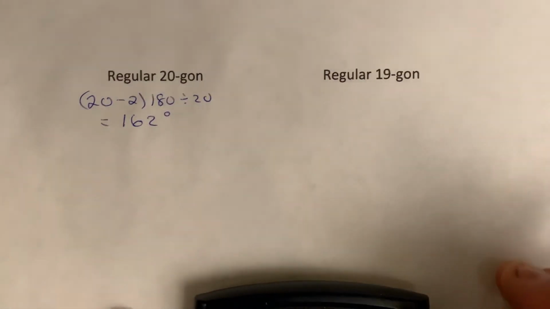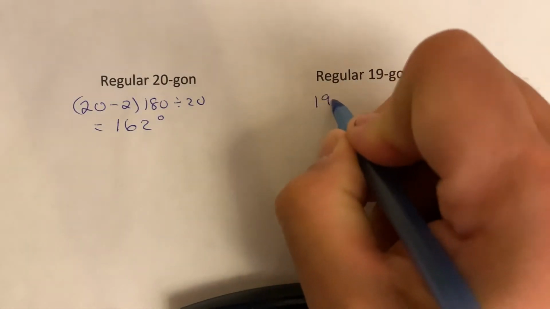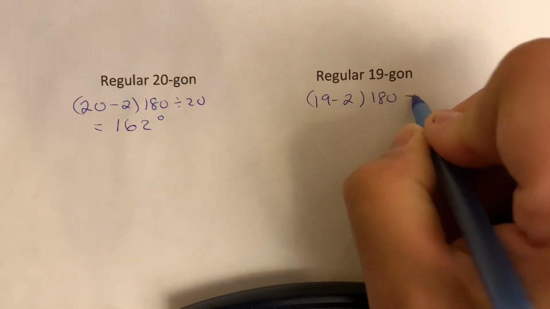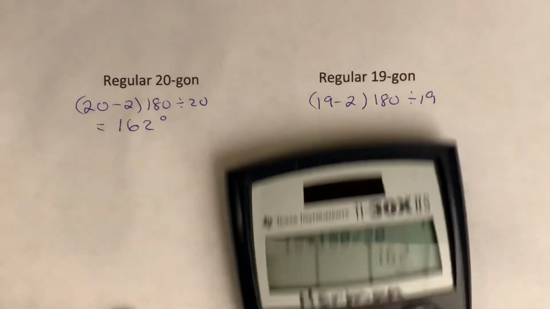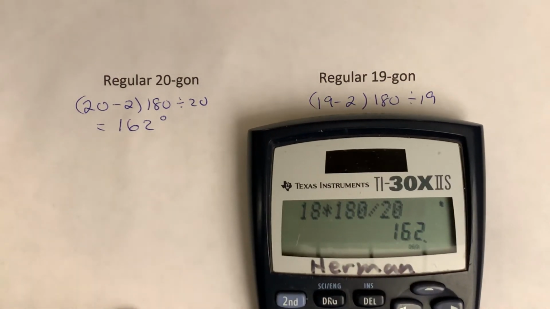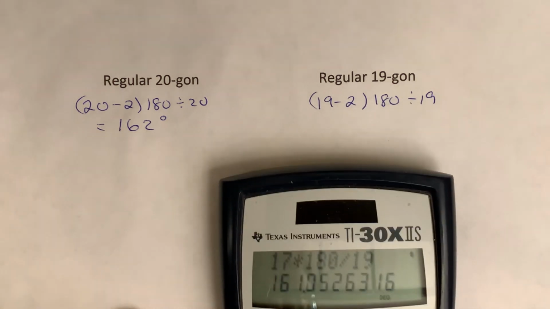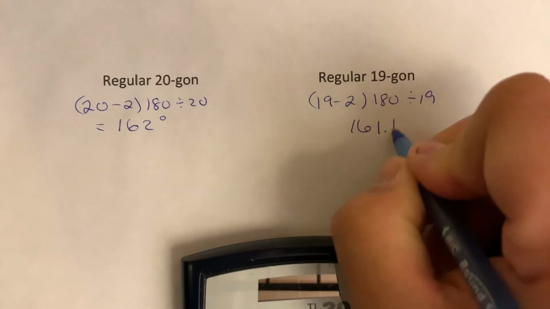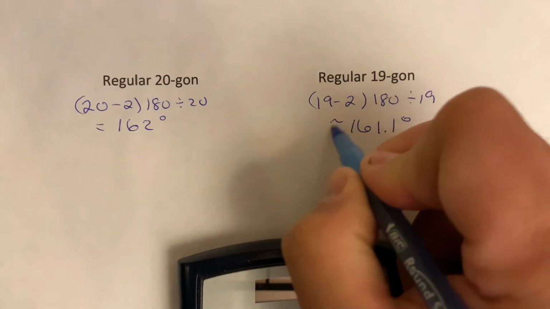This one will be a 19-gon, so we'll do 19. Again, I could show the step here, and then just put 17 in the calculator if I want. 180 divided by 19. Let's go into here. We'll put in 17, because 19 minus 2 is 17, times 180 divided by 19. And that's a decimal, of course. So 161.1, we'll round that to 5. 161.1 degrees. And there we go.